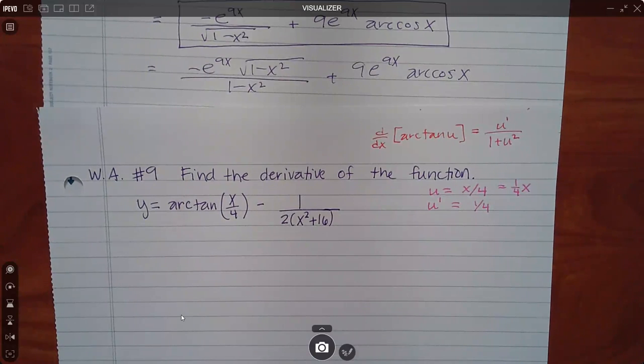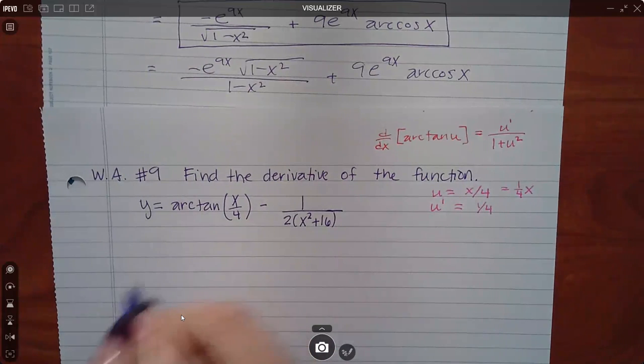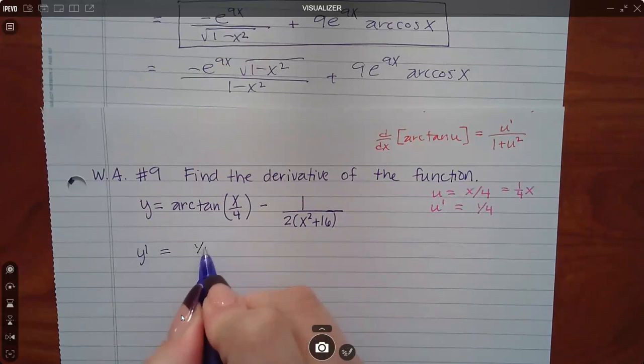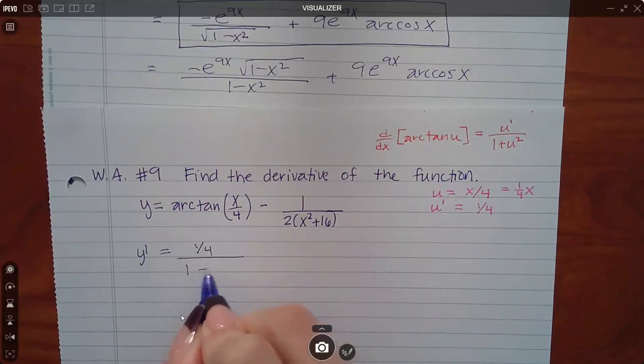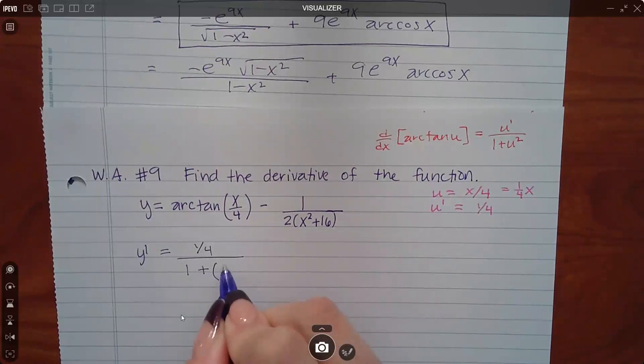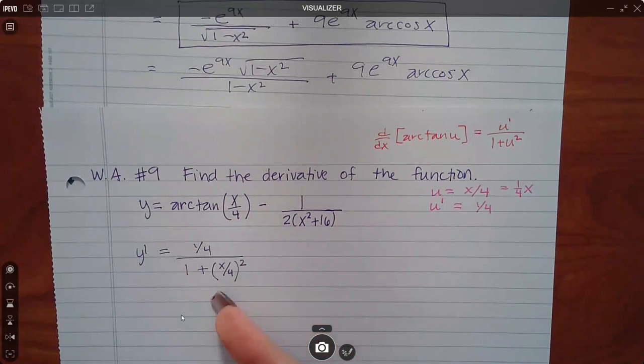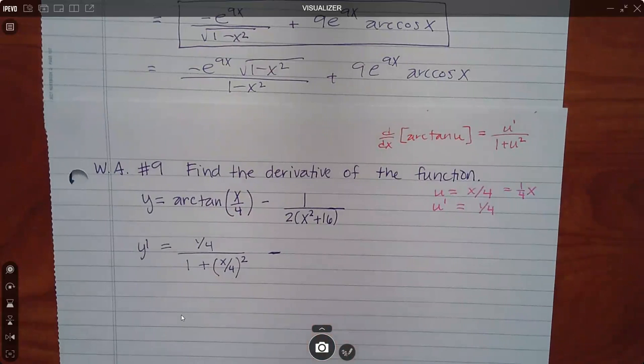Okay, so I'm going to plug that in, but it's going to make a complex fraction. It's okay. You know how to deal with it, right? So I'm going to get u prime, which was 1/4, over 1 plus u, which was x over 4 squared. Now, that's the derivative of the first term. I do have to do minus, but then I also have to do the derivative of the second term.